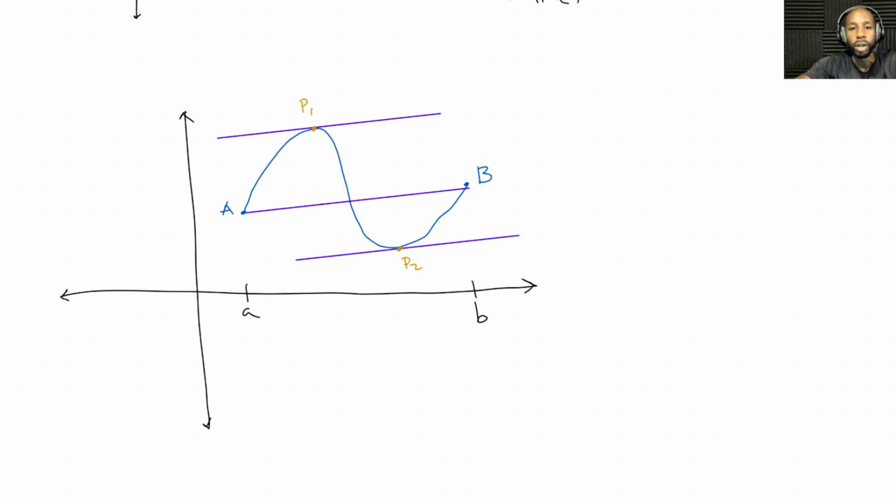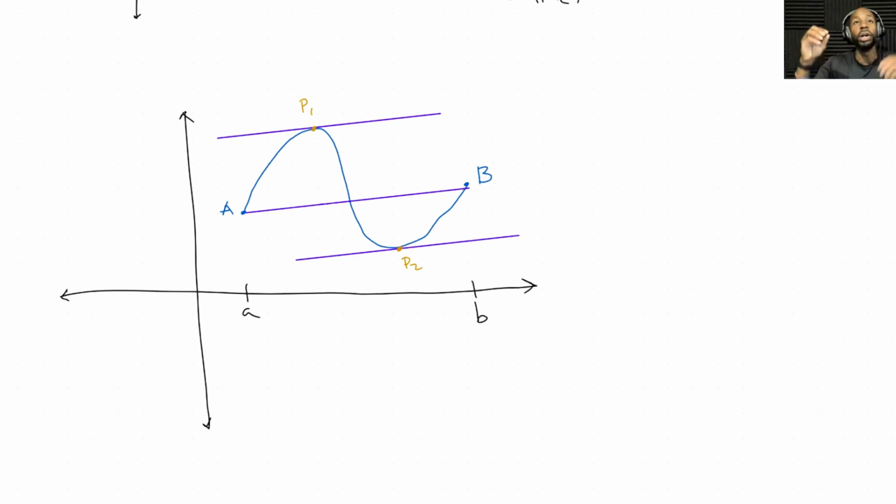Okay, so basically, again, just to restate the mean value theorem, it says if a function is differentiable on the interval AB, then there exists a number C between A and B such that the derivative is equal to the slope of the secant line. The derivative, which is the slope of a tangent line, is going to be equal to the slope of the secant line, f of b minus f of a over b minus a. Okay.